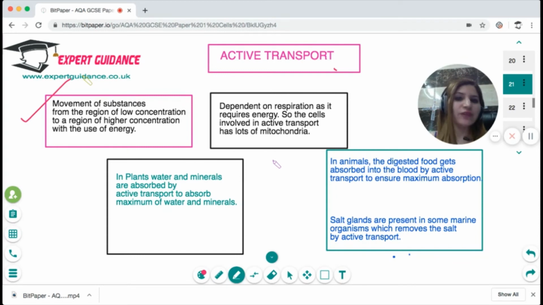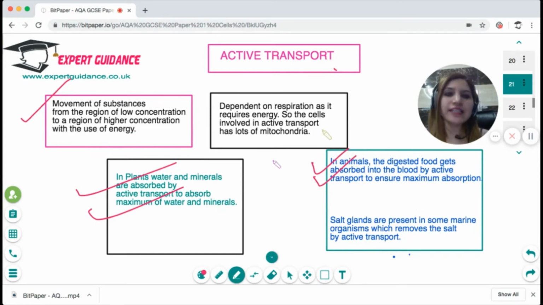So the cells involved in active transport have lots of mitochondria. In plants, active transport takes place in the roots, where water and minerals need to be absorbed against the concentration gradient so that the maximum water and minerals can enter the plant root. And in animals, at times the digested food, even after proper diffusion, needs to be absorbed more so that maximum absorption takes place. So active transport plays a role there. And some marine organisms develop a lot of salt concentration in their body, so they expel that excess salt by the salt glands, which work by active transport.